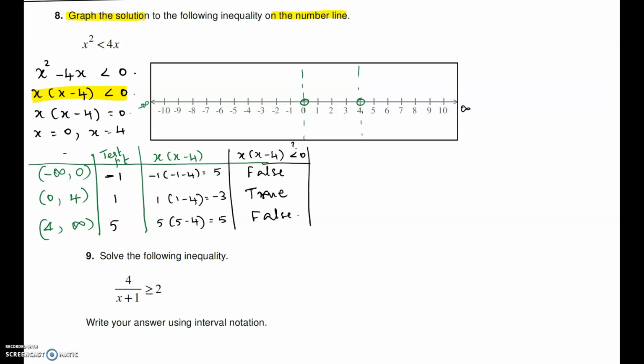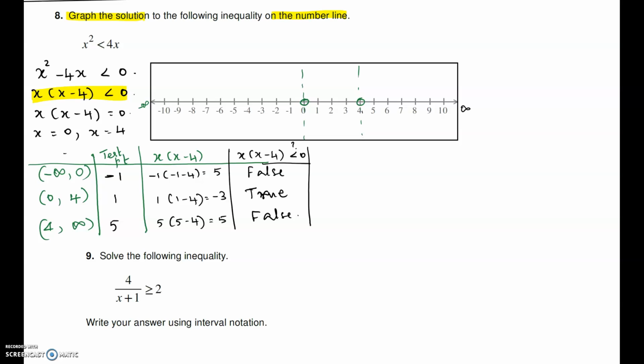So 0 to 4, take a test point. We can pick any point between 0 and 4. We are picking 1. So it's 1 times 1 minus 4, which is negative 3, which is obviously negative, which means the inequality is true here because it should be less than 0. The product x times x minus 4 should be negative for it to be true in this problem. So it is true. Then I pick a test point in the interval 4 through infinity, which is 5.